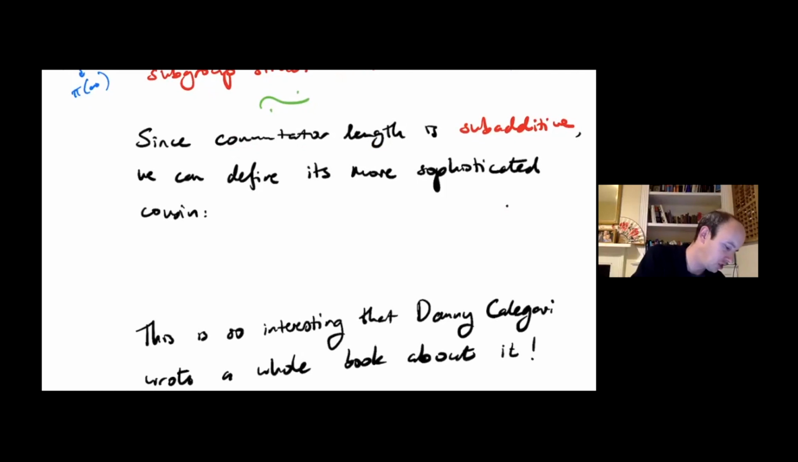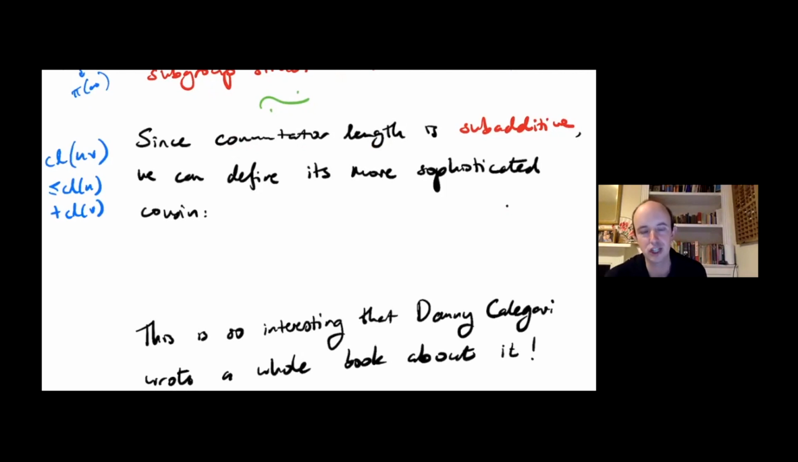If you look at the definition, you might notice that if I look at a product UV, then it just follows from the definition that the commutator length of UV is at most the commutator length of U plus the commutator length of V. And you can see that directly from the definition, right? Because if I can write U as a product of commutators and V as a product of commutators, then I can write UV as a product of those two products of commutators. And so that's the most number of commutators I could need.